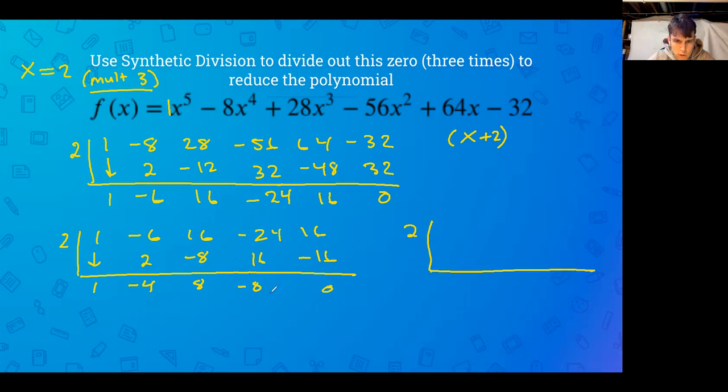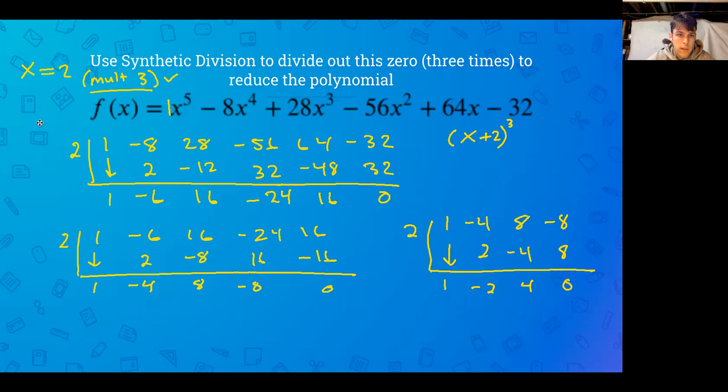So again, we're using this reduced polynomial, so that's 1, negative 4, 8, negative 8. 2 times 1 is 2. 2 times negative 2. 2 times 4. Okay, awesome. Worked 3 times, so it was a multiplicity of 3. So this factor has a multiplicity of 3. And now we need to figure out what the other ones are.